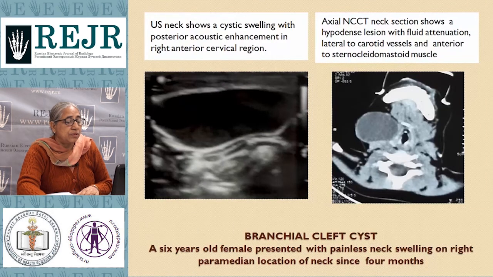An ultrasound of a patient with a branchial cleft cyst, a 6-year-old female who presented with a painless neck swelling on the right paramedian location of the neck for the last 4 months, seen as a cystic swelling with posterior acoustic enhancement in the right anterior cervical region. And a CT done at that level shows a hypodense lesion with fluid attenuation lateral to the carotid vessels and anterior to the sternocleidomastoid.